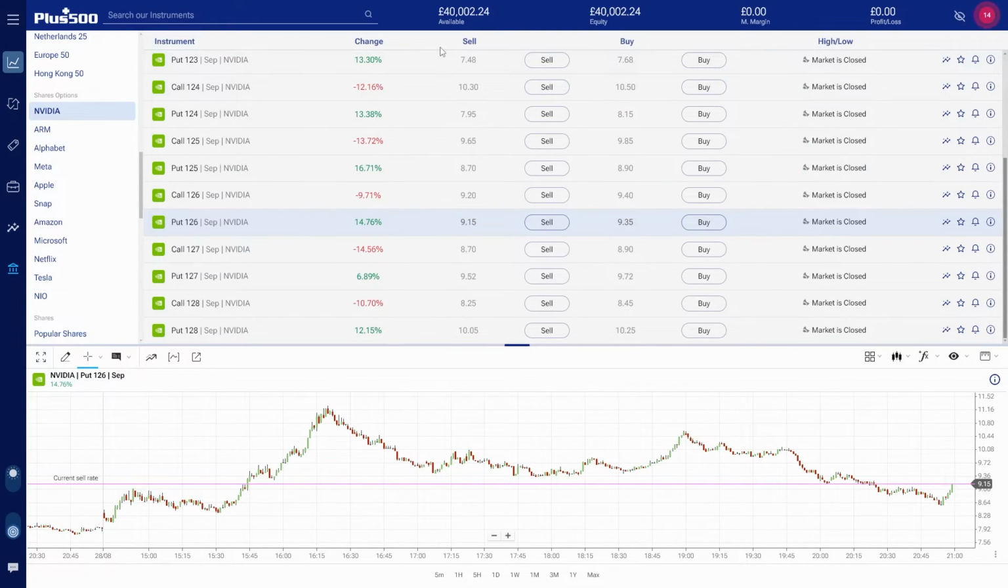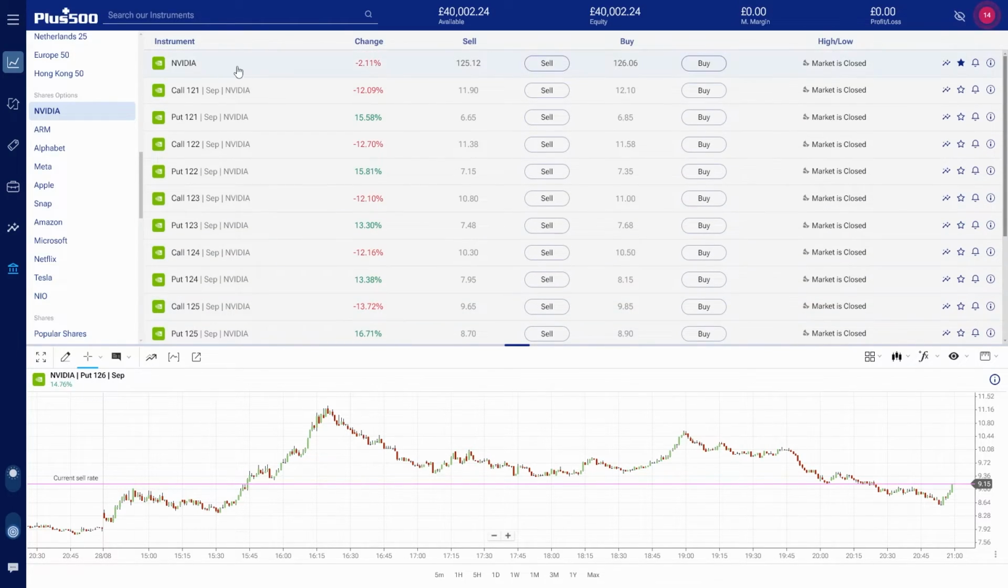Now, before I go onto the screen, I'm going to show you guys the actual price of Nvidia shares. So if we click right here, you can see that Nvidia shares are down 2%. The first row right here actually shows the Nvidia stock price, or the Nvidia stock CFD, which is currently down 2.11%, with a sell price of $125.12 and a buy price of $126.06.